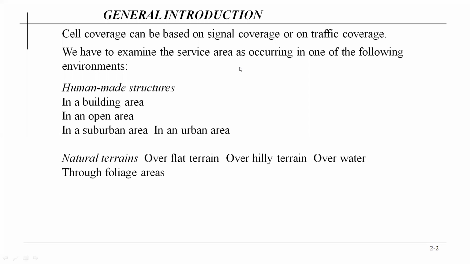The cell coverage is predicted by the prediction models. The prediction models are different from area to area and also from point to point, right? Definitely the service area will be one of the following: human-made structures, or there may be natural terrains. It should be one from these two categories, right?